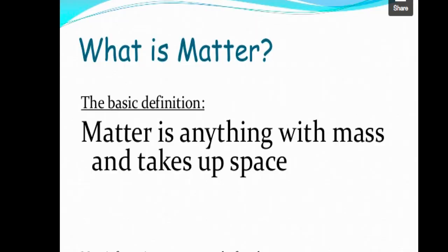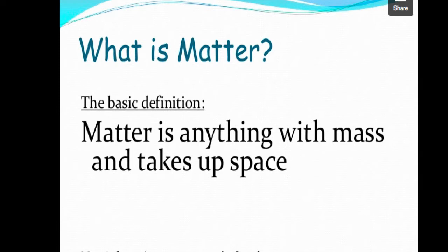Okay, so today in class you took a mixture and brainstormed with your group how to separate the mixture. Now, when you separated that mixture, the things that you were looking at and having to separate are what we call matter. Matter is anything with mass and that takes up space.